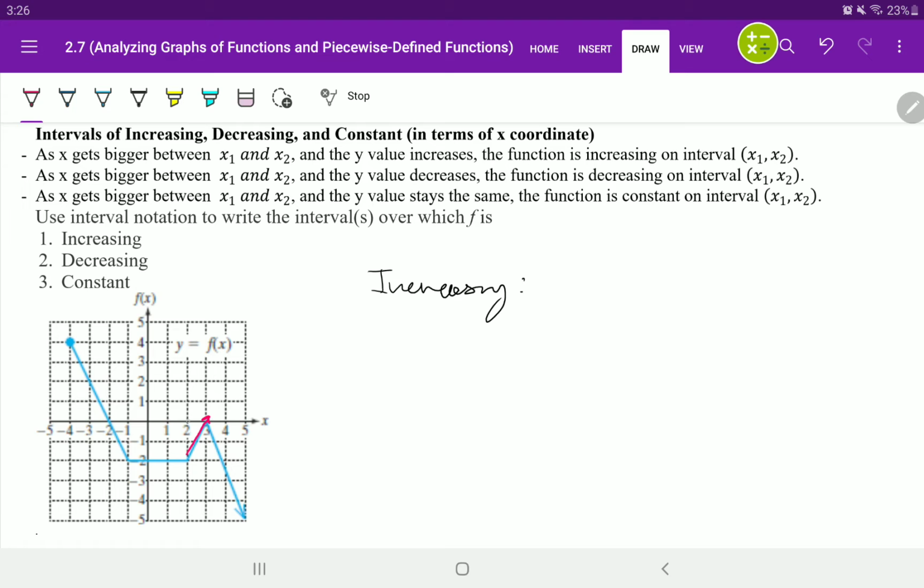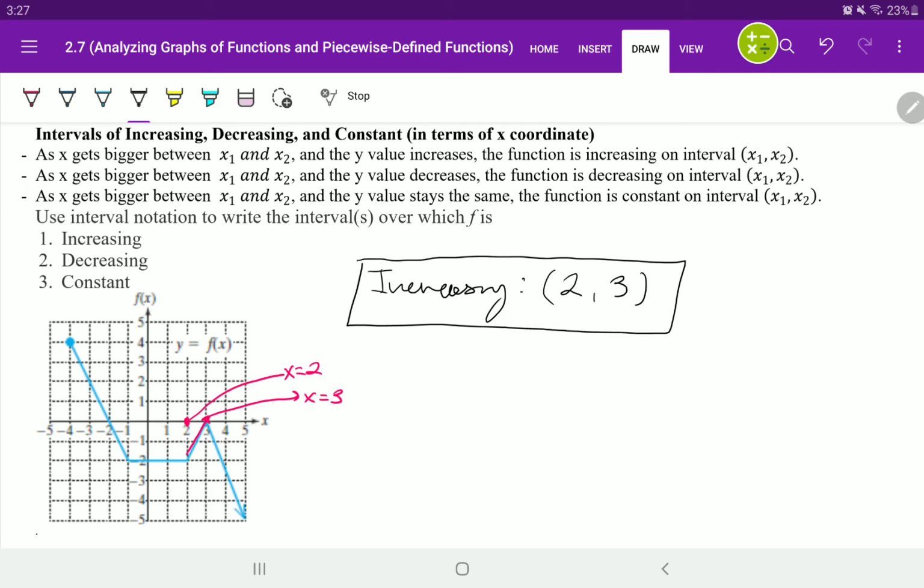And that's going to go from the x value of 2 to the x value of 3. Because between x's 2 and 3, the y value increases. Therefore, my interval of increasing will go from x's 2 to x's 3. Do not report in terms of the y value. Report it in terms of the x values.